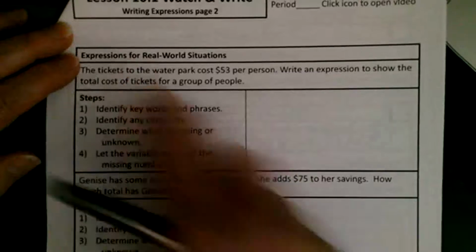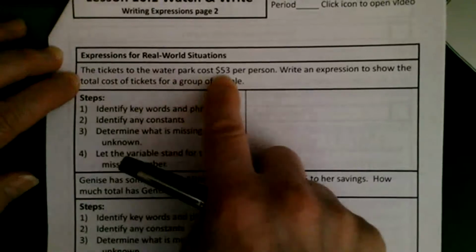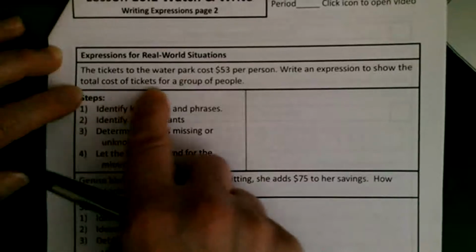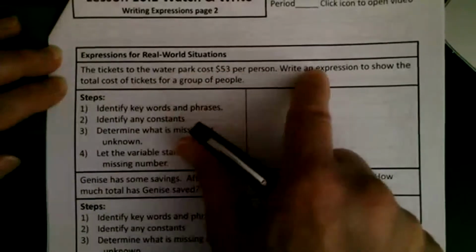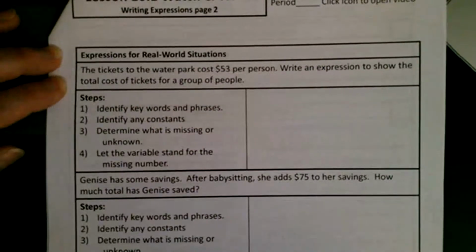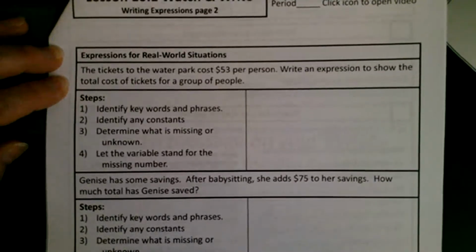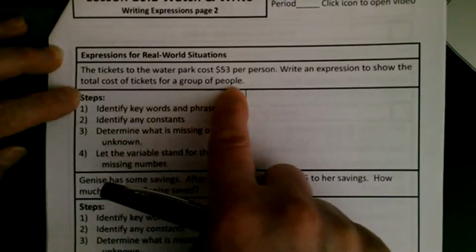And now let's do some where there's actually a situation, like a story problem, okay? So this is called expressions for real world situations. So let's look at this. The tickets to the water park costs $53 per person. Write an expression to show the total cost of tickets for a group of people. Here are some steps to taking a situation and putting it into an algebraic expression. Now remember, expressions do not have an equal sign. So we are not writing an equation. We are just writing an expression to stand for the total cost of tickets for a group of people, okay?